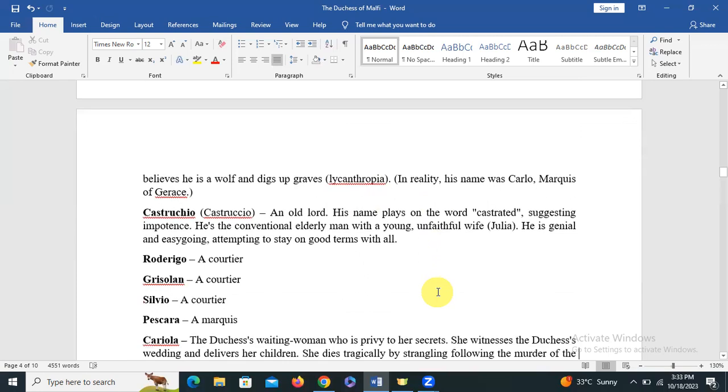Okay. Then there's another character. I told you that day we were discussing the main characters, but there are other additional characters. That is Castruccio, an old lord. His name plays on the word castrated, suggesting impotence, right? He's the conventional elderly man with a young, unfaithful wife, Julia. Julia, whom we have discussed again and again, was the wife of Castruccio, right?